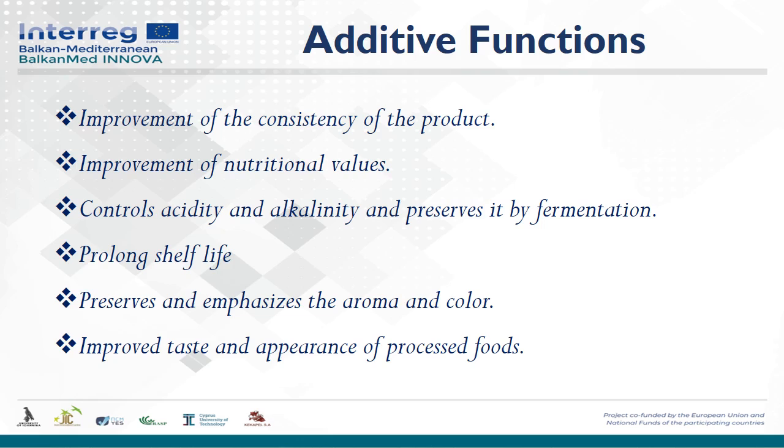Improvement of the consistency of the product. This happens through emulsifiers, stabilizers, and thickeners that give to the food the quality and the consistency that consumers expect. Some of the emulsifiers that we can mention are alginates, lecithin, pectin, diglycerides, etc. They are used in the food industry, like in salad dressing, in ice creams, processed cheese, or in chocolates, etc.